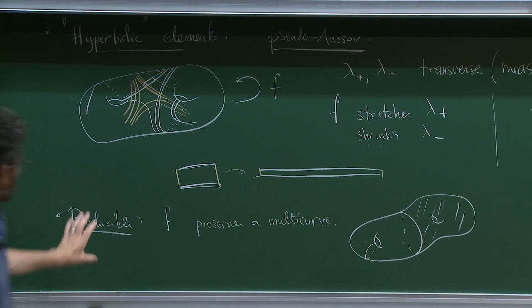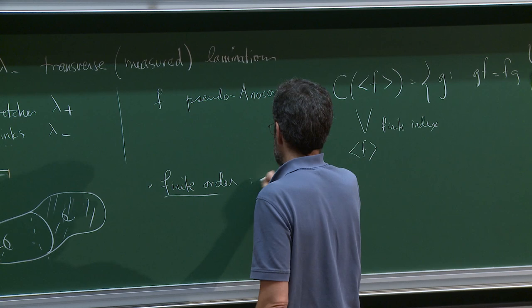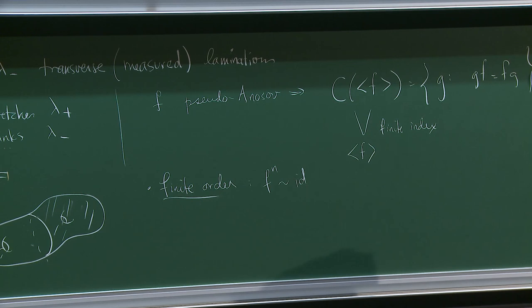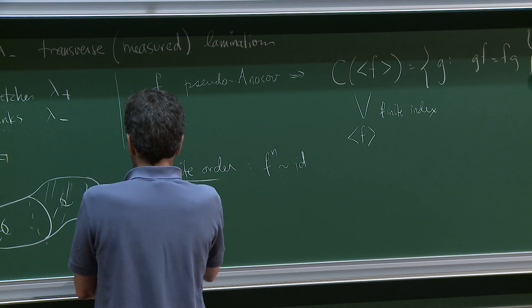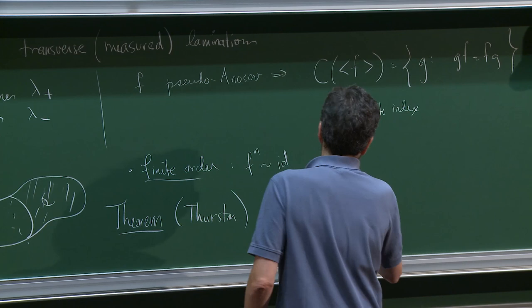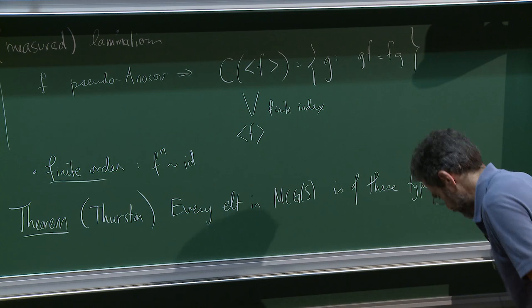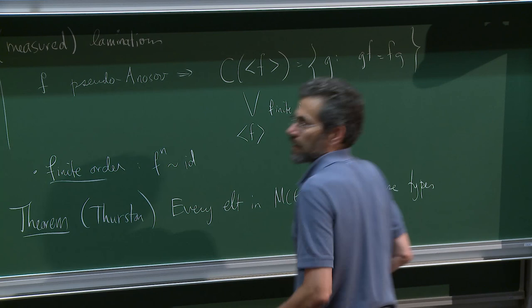There's also finite order, which we won't talk about because coarsely, nothing's happening if you're finite order, but finite order just means F to the N is identified with the identity. And you can certainly come up with those. And then I guess we should state Thurston's theorem. Every element in the mapping class group is of one of these types. Okay, so this is called Thurston's classification theorem. Okay.